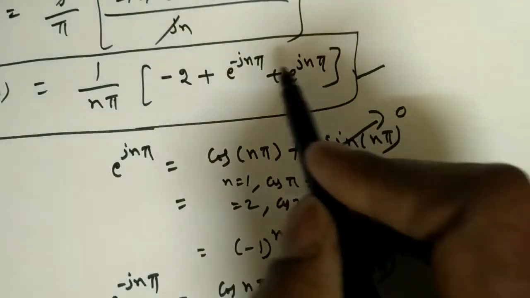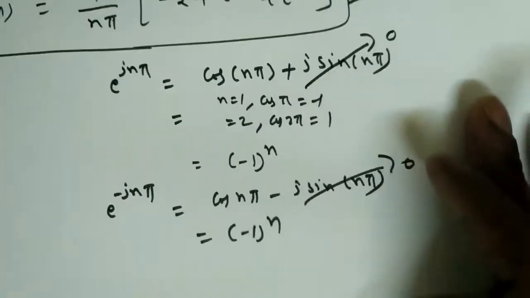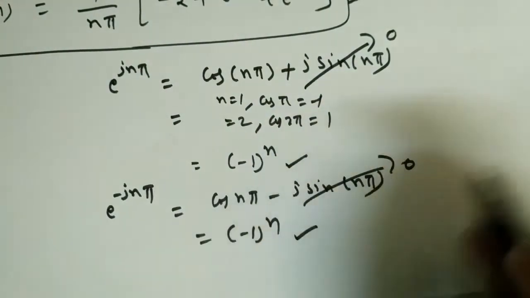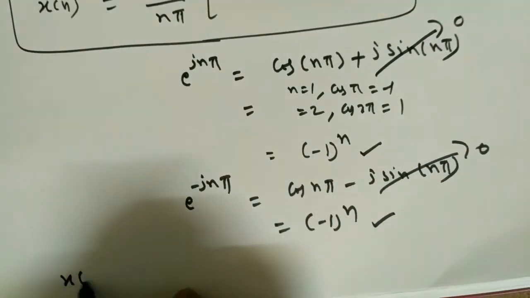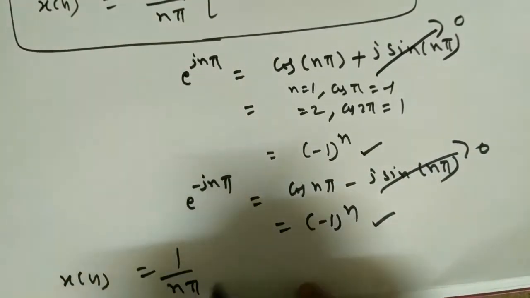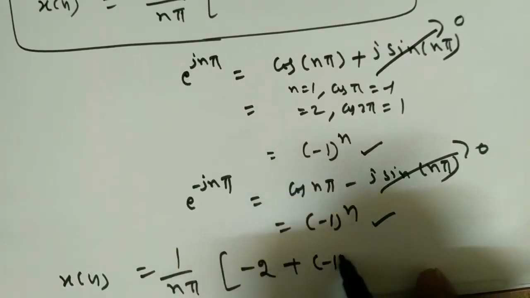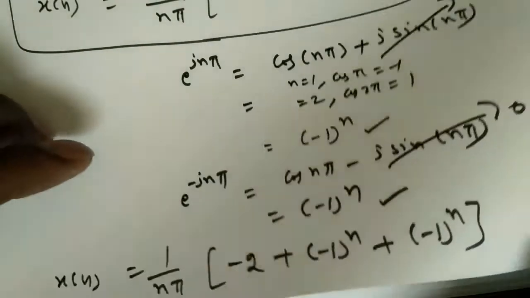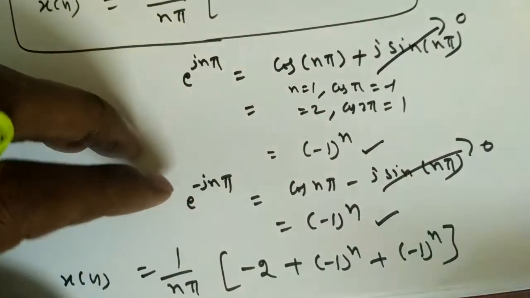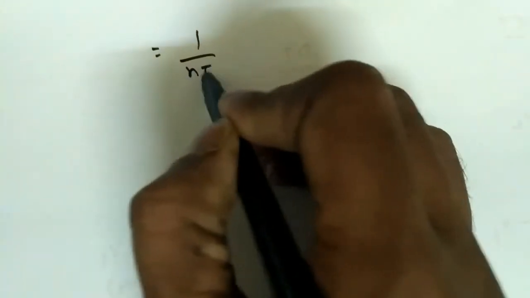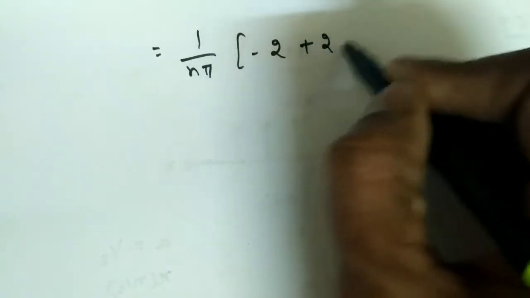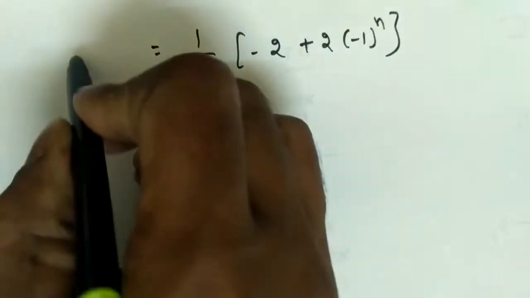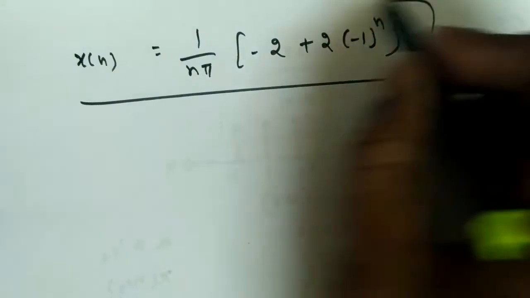Now if you see e power minus j n pi and e power j n pi, we can replace both by minus 1 whole power n. So the resultant I will write here, x of n is equal to 1 by n pi times minus 2 plus minus 1 whole power n plus minus 1 whole power n, right? So it will be simply added. So what is the answer? We'll get one more answer, that is 1 by n pi times minus 2 plus 2 into minus 1 whole power n. This is one more solution.